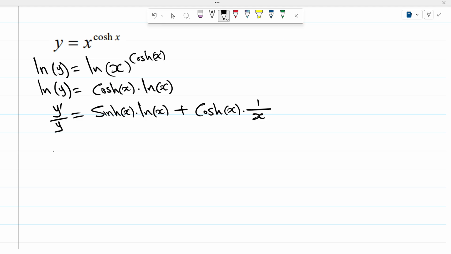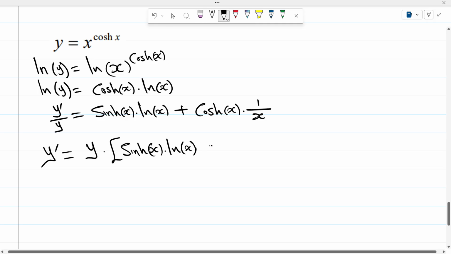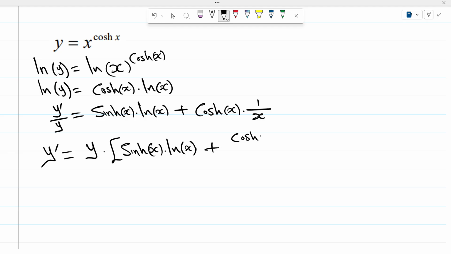So we need to cross multiply to end up having y prime as the subject of the formula, or subject of the equation, whatever that may be. So this is going to be y prime, which equals y multiplied by the hyperbolic sine of x multiplied by the natural log of x, and then plus hyperbolic cosh of x divided by x.